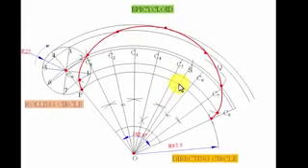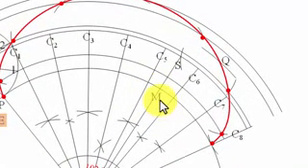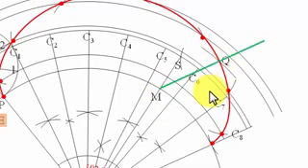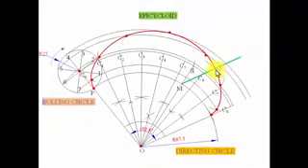Let's say the name of this intersection point is M. When you join M with Q, you're going to have the normal. And the line perpendicular to the normal passing through Q is going to be what you call the tangent.